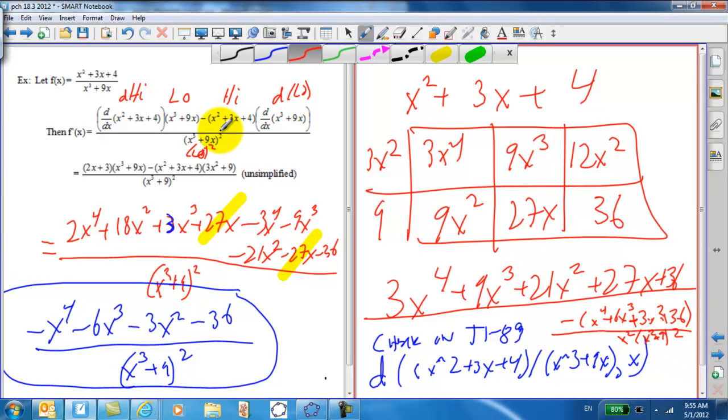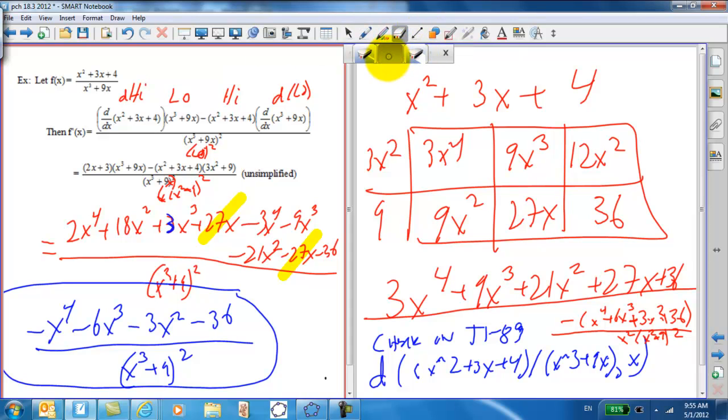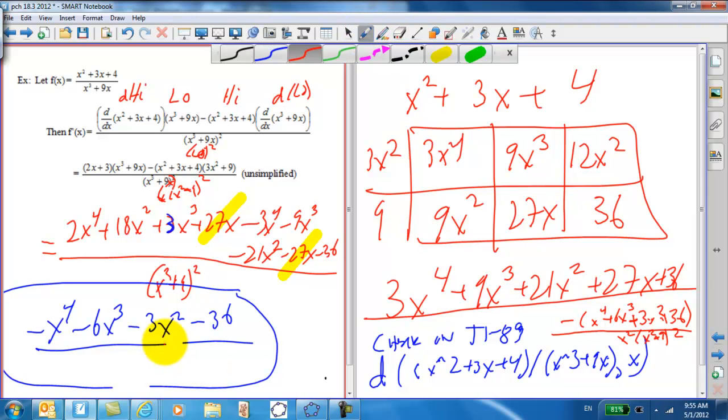It came from the fact that I dropped, or at least this person, when I typed this up, dropped the 9x here. That 9x should still be in there. So that's x times x squared plus 9 quantity squared. So our bottom should be x squared. Let's fix this up here. x squared times x squared plus 9 squared. And there you go. All good.